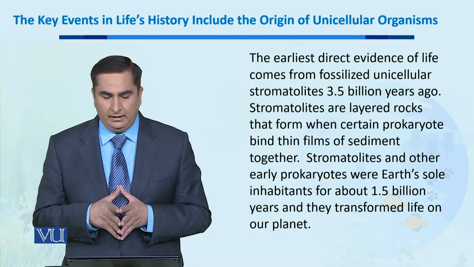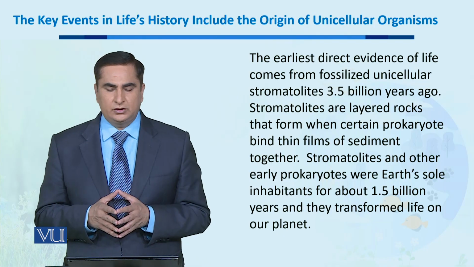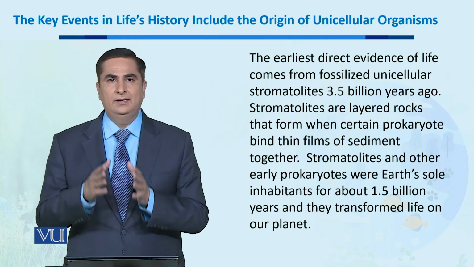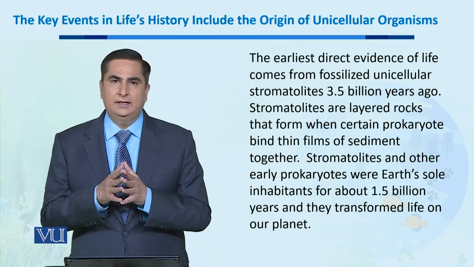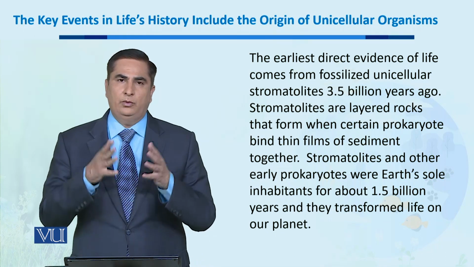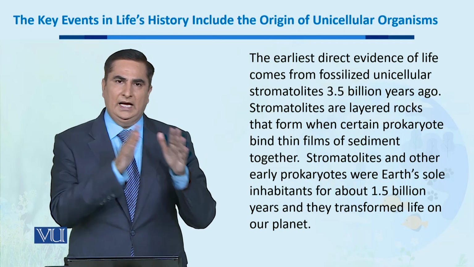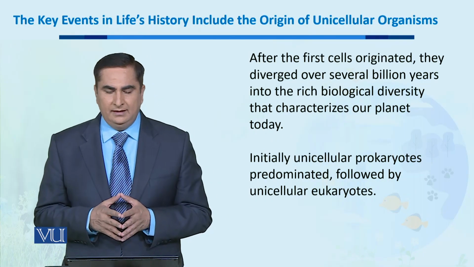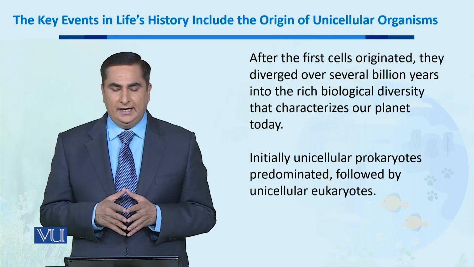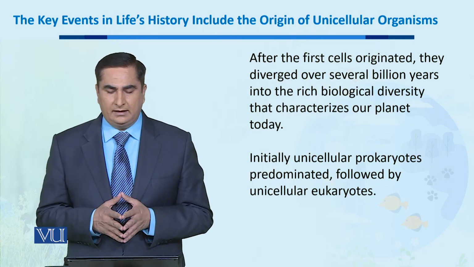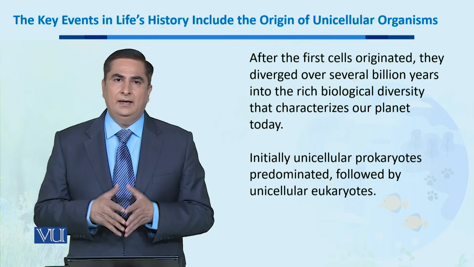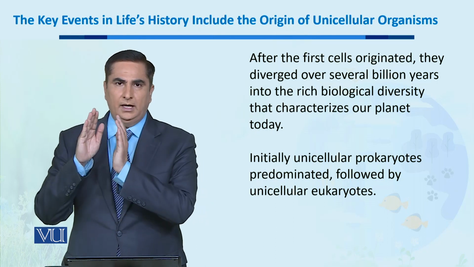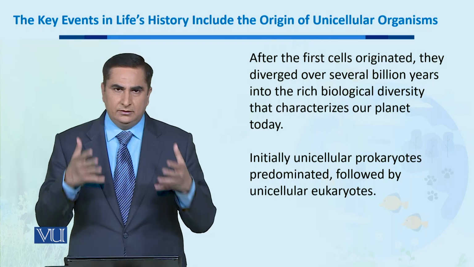Now, stromatolites and other earlier prokaryotes were Earth's sole inhabitants for about 1.5 billion years, and they transformed life on our planet. They transformed the environment, they transformed the conditions which became suitable for the advanced life forms which appeared later on. Now, after the first cell originated, they diverged over several billion years into the rich biological diversity that characterizes our planet today. So, even at this moment, there are millions of different species of those primitive earlier prokaryotic organisms present to date.